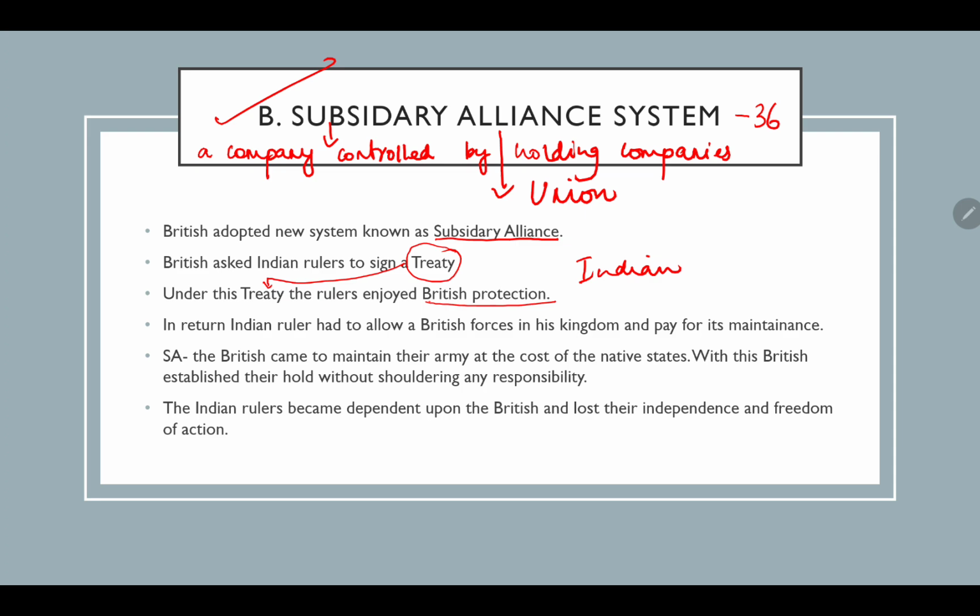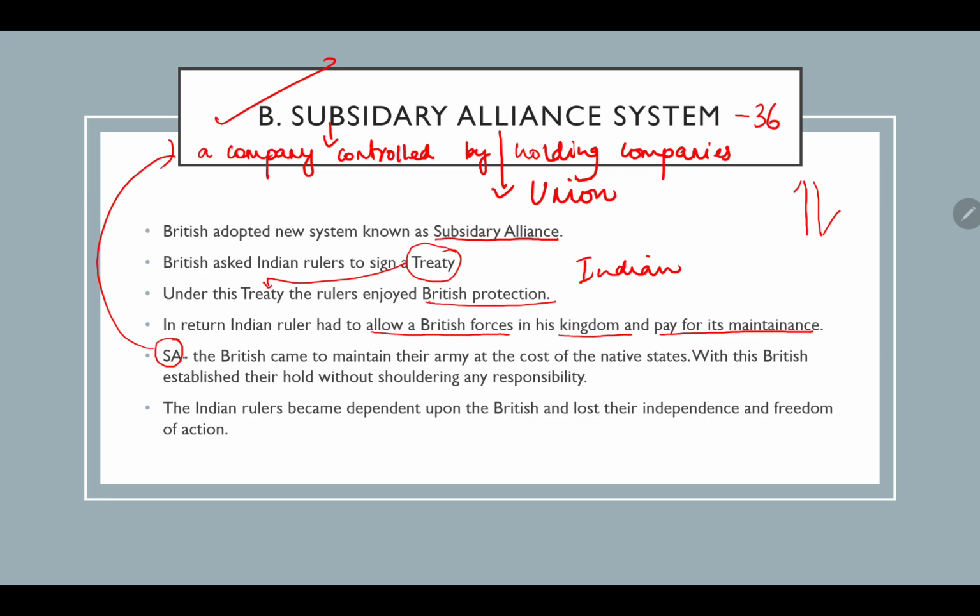In return, what did the Indian ruler have to do? The Indian ruler had to allow British forces in his kingdom and pay for their maintenance. So it is a two-way process. The Britishers gave protection to Indian rulers, and in return, Indian rulers had to allow British forces in the Indian kingdom and pay for their maintenance. Here, SA means subsidiary alliance.